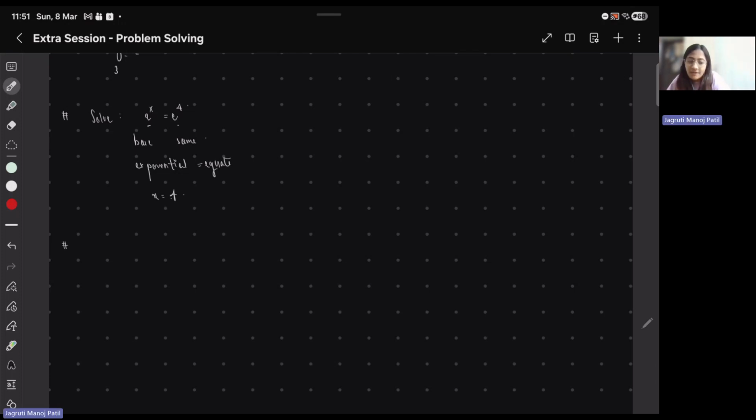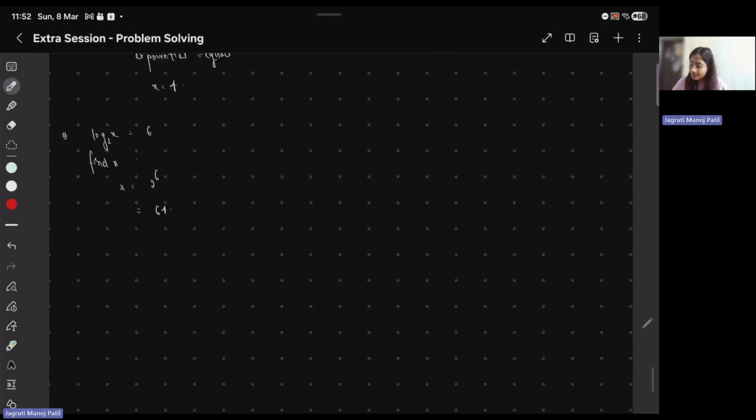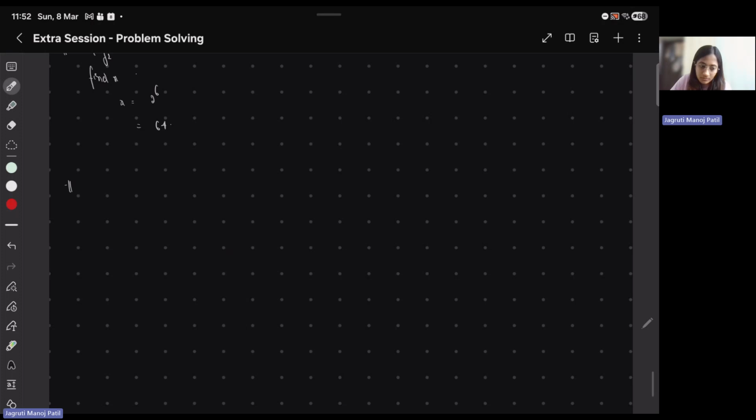Next question. If I have log base 2 of x as 6, I need to find x. Similar to the previous ones, my x in this case would be 2 raised to 6, which is nothing but 64. Okay, that's it.